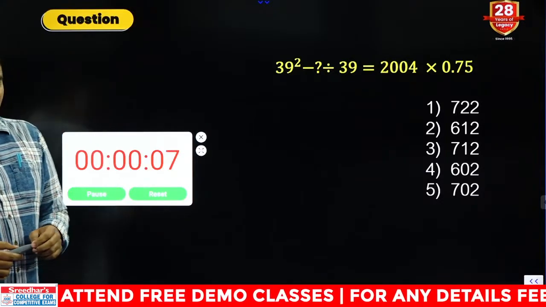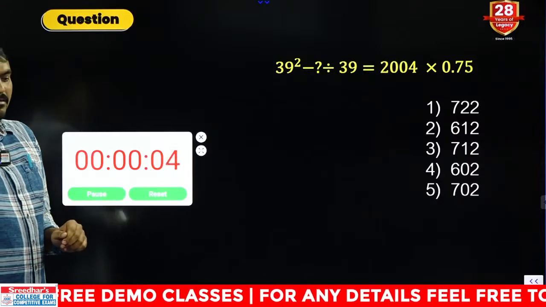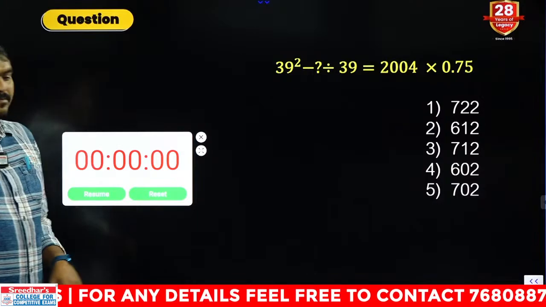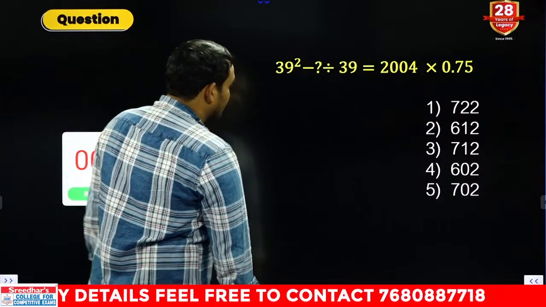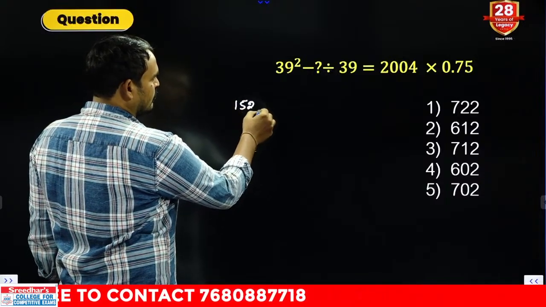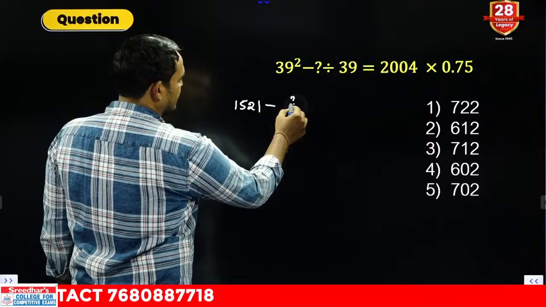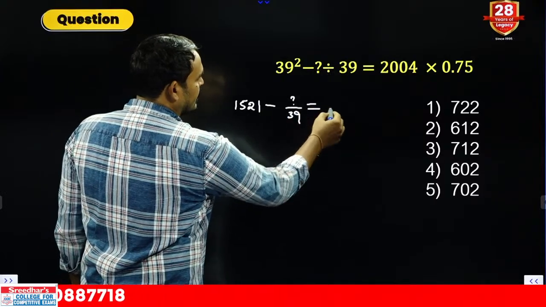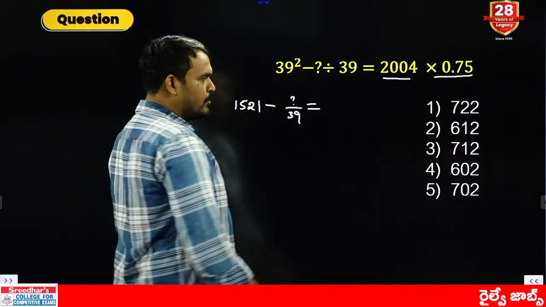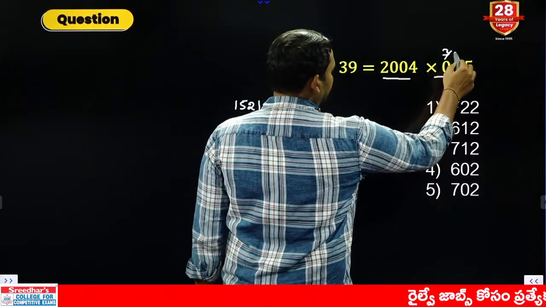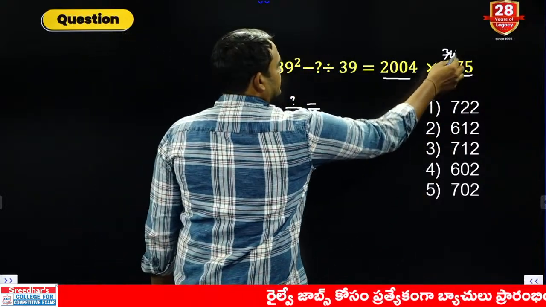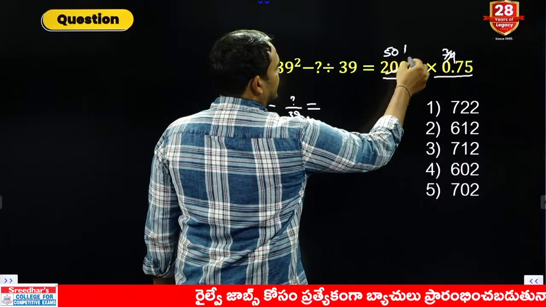Don't say 9 multiple. Okay. First of all, what is the 39 square? 39 square means written 1521. 1521 minus something divided by 39. And 2004, it is multiplied by which one? 0.75. 0.75 means that is written as 3 by 4. What is the 3/4 of 2004? 4 how many times? 501 multiplied by 3 times.